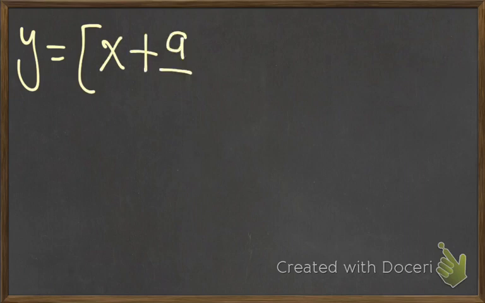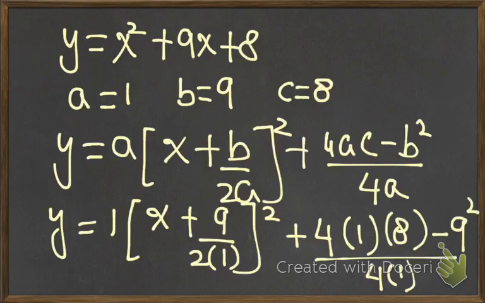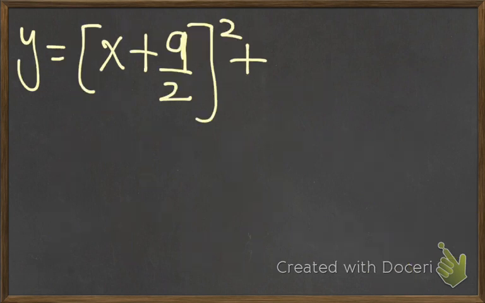So this goes like this: y is equal to x plus 9 upon 2, the whole thing squared, plus 4 into 8 is 32, and 32 minus 81 divided by 4. So let's see how much is that. 32 minus 81 divided by 4, so your answer is minus 49 over 4. So you will remove this plus sign, and instead you will write minus 49 over 4.